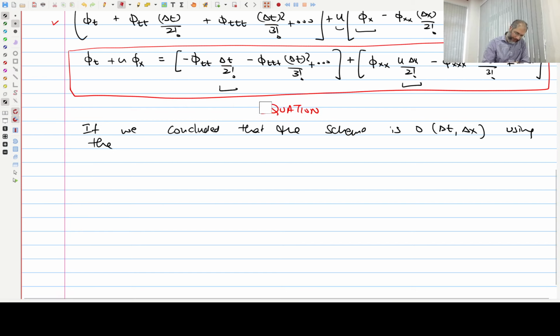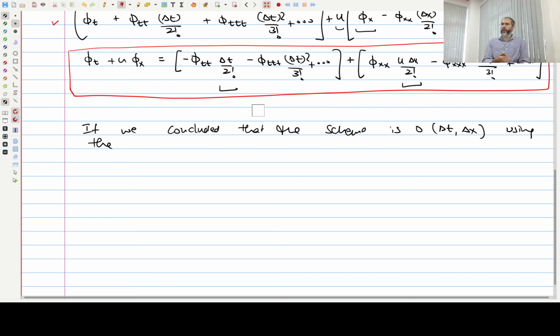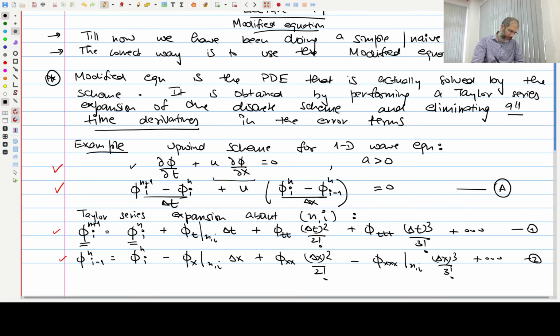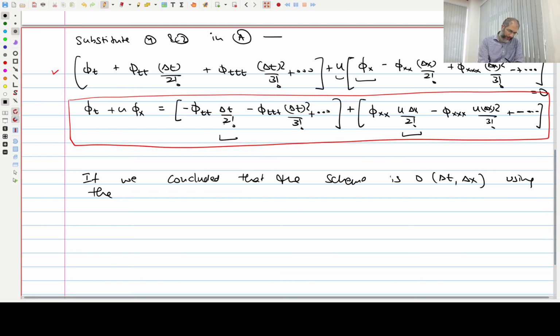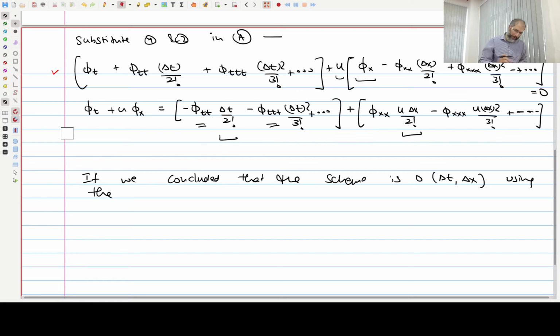Well, actually, I'm sorry. I want to correct myself. This is not the modified equation. The modified equation is obtained when we eliminate all the time derivative terms. So let me go back. I apologize for this mistake. The modified equation is obtained when we eliminate all the time derivatives in the error terms. On the right hand side, we have time derivatives which look like this: phi tt, phi triple t. So these are time derivatives. Once you eliminate these terms using a technique that I'll discuss now, then we get the modified equation. So this is not the modified equation. Let me remove this red box around it.